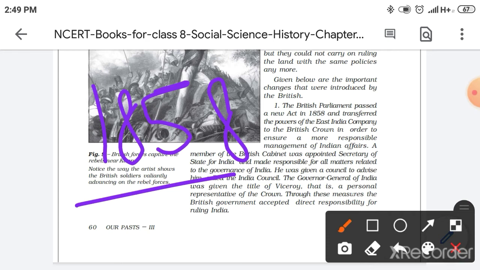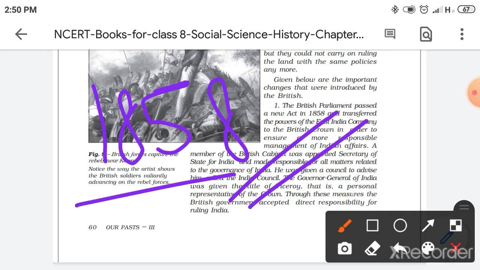Because the company was ruling all over India and the company belonged to Britain, Britain's head of state also became the head of India. Head of India means the British crown. So the new act in 1858 transferred all powers from the company to the British crown. Now think, why did this happen? To ensure more responsible management for India, so that Indians could believe they were in the hands of a more accountable government than the company, because the company was not that responsible, right?